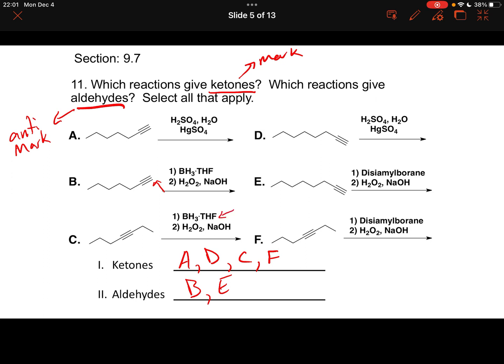And yes, I noticed that here and here for B and C we have BH3 THF. Really, that should be 9-BBN for the most efficient reaction. And this should be disiamylborane for E and F. That's one of the other bulky boranes that we talked about, or that you saw in the slides. 9-BBN tends to be the favored reagent of Klein, and I think, again, that's because of the efficiency of writing that reagent out versus writing out disiamylborane every time.